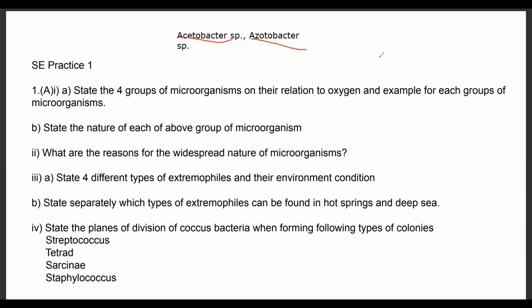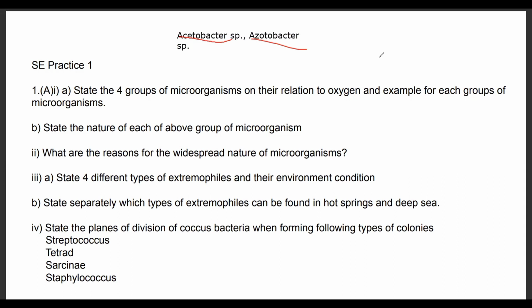Then state the nature of each above group of microorganisms. Others. Obligate anaerobes වෙන්නේ කවුද? Clostridium species. Clostridium, it causes tetanus, right? Other than that, we can take Pseudomonas species also.